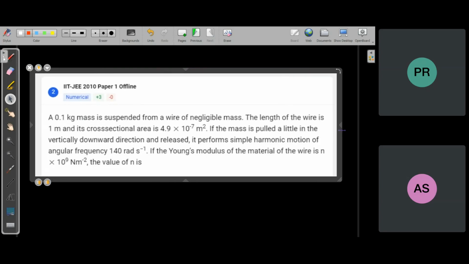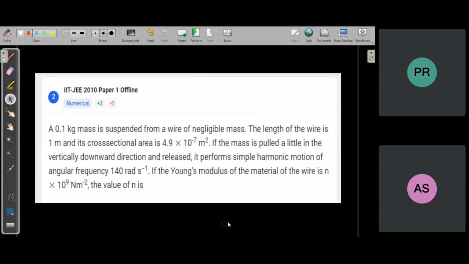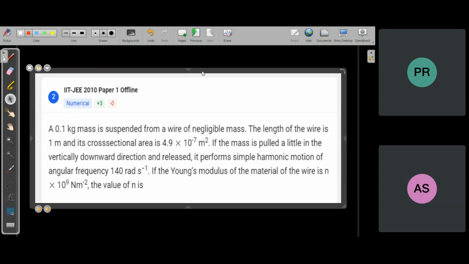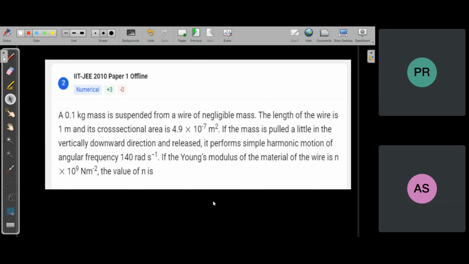Question is visible to you? Yes, sir. Question is visible, sir. Okay, start with this question. You can just tell me the equations. No need to find the final answer. You can just tell me the equations and we can go to the next.